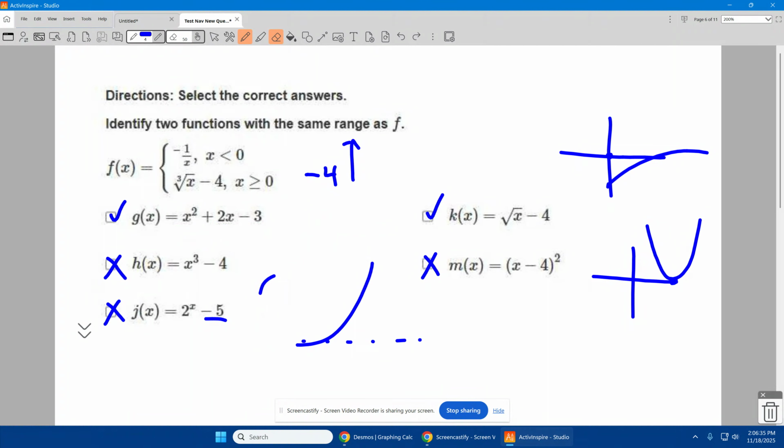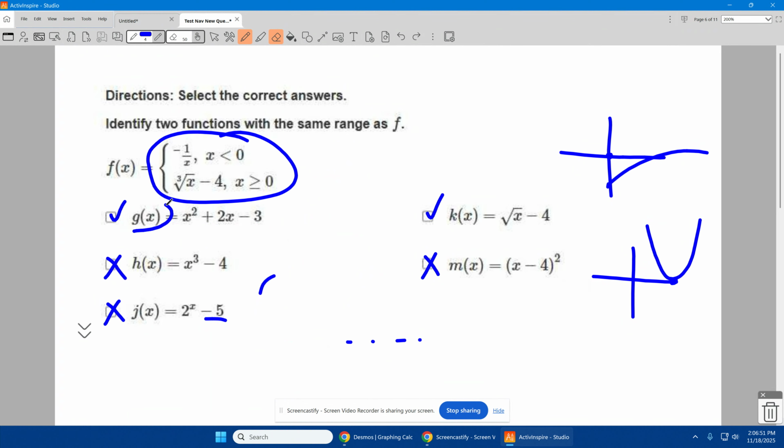The only thing we would have to do is graph that piecewise function to figure this out. The others we could actually figure out in our head by eliminating those that we could. But I know you would go to Desmos and graph it to double check yourself anyway, but there's the answer. It's going to be the g of x and the k of x.